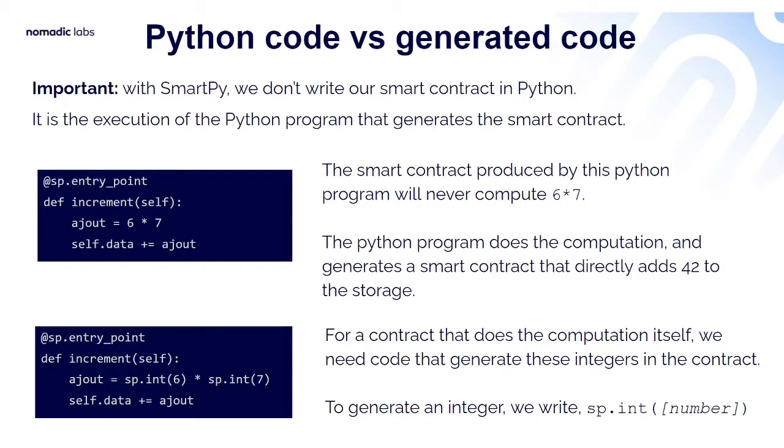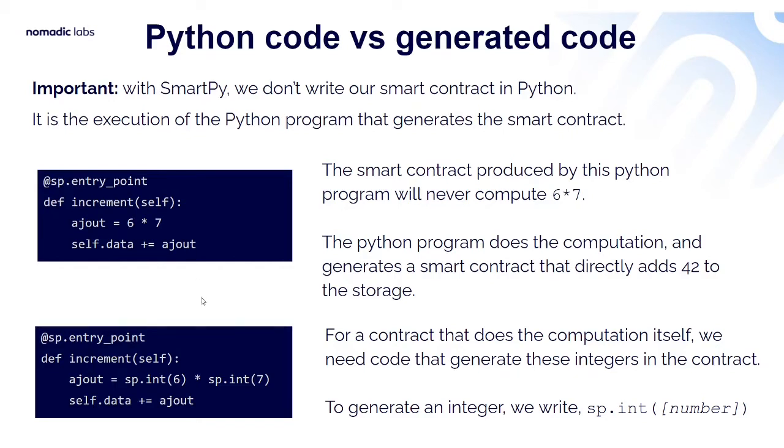For example, if we look at this contract, we can see that we multiply 6 by 7, but the contract itself that we will be generating will never compute 6 times 7. 6 times 7 is computed during the execution of the Python code, which will generate a contract that will contain directly the number 42. Basically, the increment function in the contract that we generate will simply add 42 to the storage. It will not compute 6 times 7.